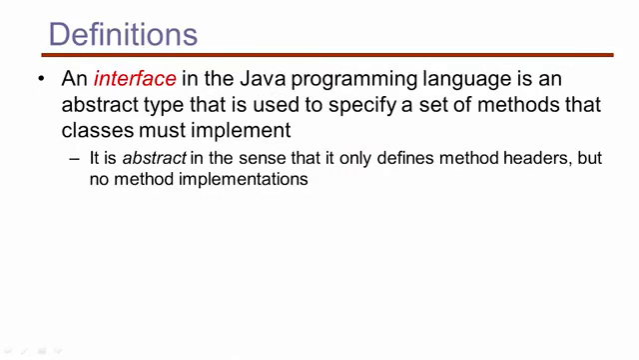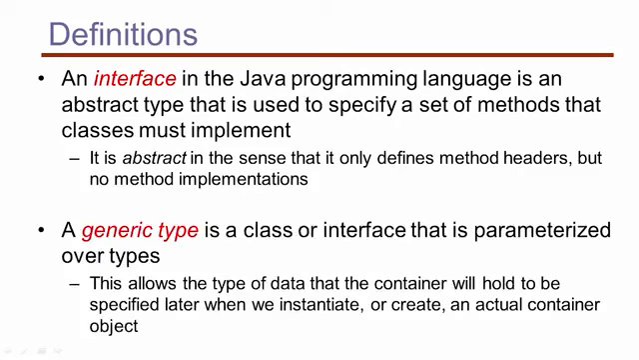Continuing with definitions, Java defines an interface as a set of method headers that do not contain implementations. Since there is no implementation of the methods, we call it an abstract class. It is useful for specifying what methods will be available and how to call them and what they will return, but not how they are actually implemented. And finally, a generic type is a class or an interface that is parameterized. In this case, the parameter is type information, which specifies the type of data that will actually be held in the container. This parameter will receive a type when we create or instantiate an actual container object.